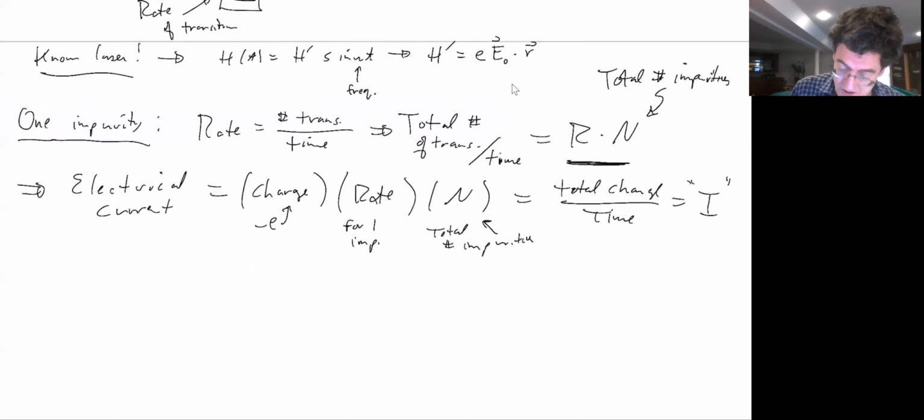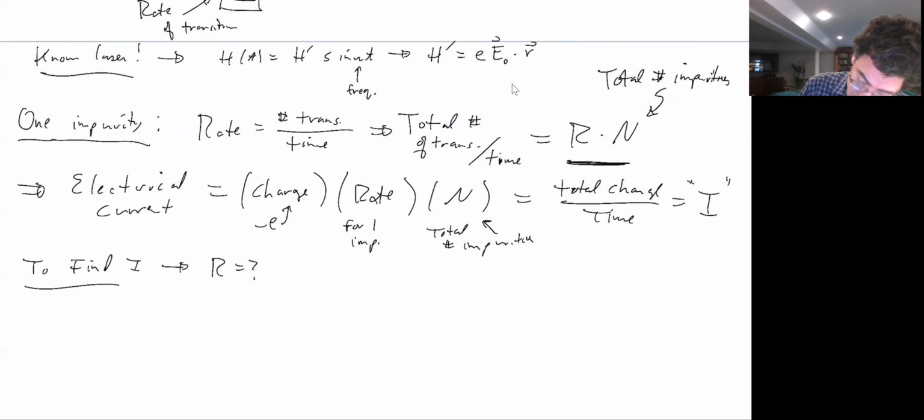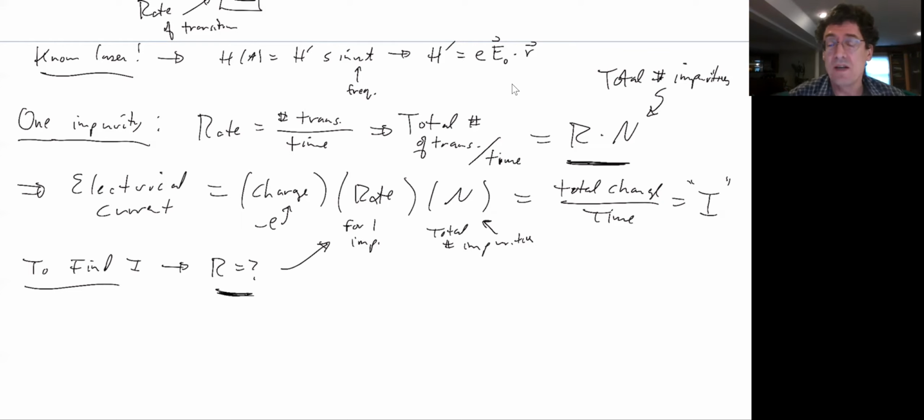So we know all these things, and to find I, the one thing that we really need to calculate, we need to find the rate. That's the one thing we don't know. We know the total number of impurities, we know the charge, but we don't know the rate yet for one impurity. And that is what we're going to calculate using Fermi's golden rule. Because we want to make money. Remember, the whole point is to make a burglar alarm. And to make that burglar alarm, we got to know what that rate is so that we can know whether or not the current that is generated is detectable or not, and what electrical circuit we're going to need to buy to detect that current.